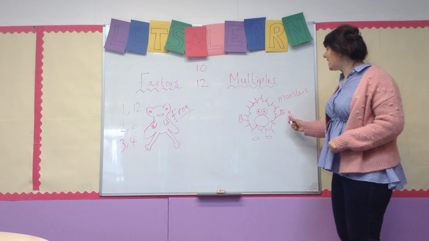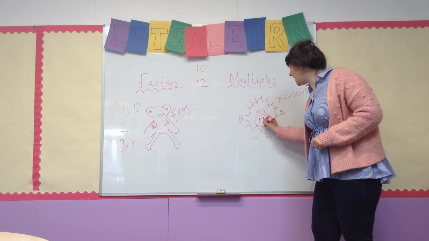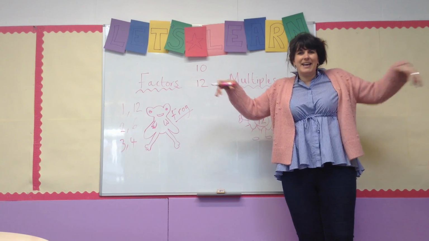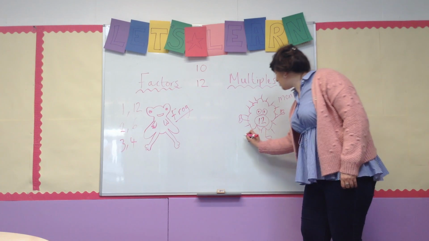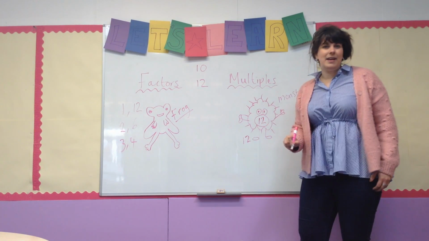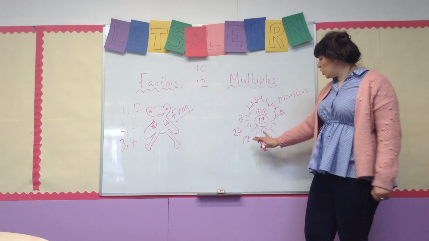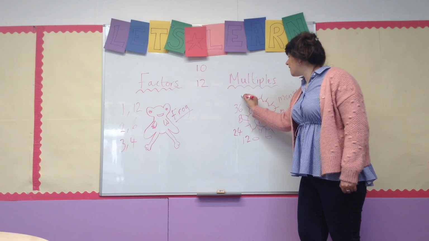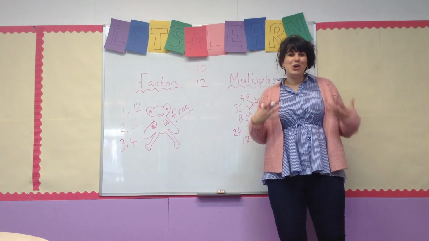Fantastic. Let's try the multiple monster. This time we're going to put the number 12 in his mouth. Multiple monsters, they get bigger and bigger and bigger. What numbers are going to come out? First of all we've got 12. Then we've got 24, because we're counting in our 12 times tables. 12, 24, 36, 48. I imagine you could go on and on and on.